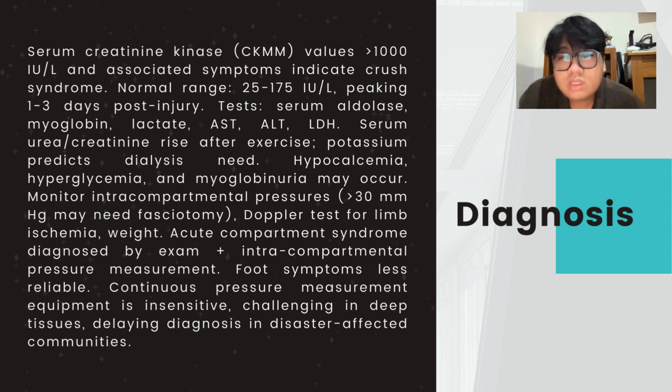Monitor intracompartmental pressures; more than 30 mm Hg may need fasciotomy. Doppler test for limb ischemia. Acute compartment syndrome is diagnosed by exam and intracompartmental pressure measurement. Foot symptoms are less reliable. Continuous pressure measurement equipment is insensitive and challenging in deep tissues, delaying diagnosis in disaster-affected communities.